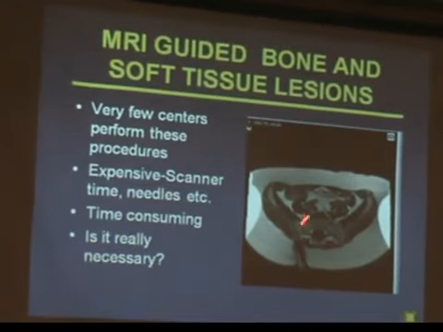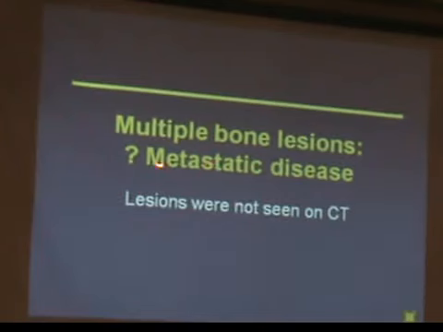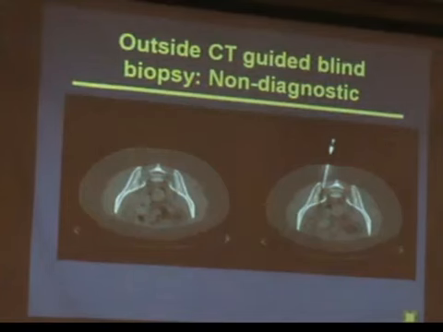This is an example of a patient. I will show the images during this biopsy. You can see that there is a lesion in the iliac crest. Patient came in with suspicion of metastatic disease. It was worked up in an outside institution, even though there were many lesions on the MRI. Nothing was seen on the CT scanner, and this is an image from the outside biopsy where they did a blind biopsy of one of the large lesions, thinking that they would be in the neighborhood.